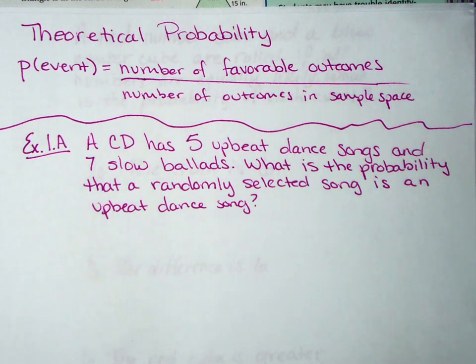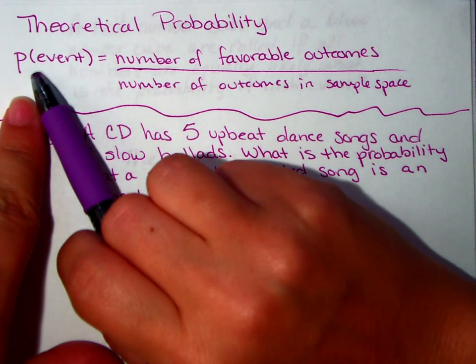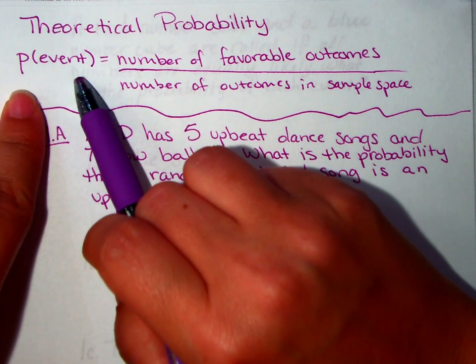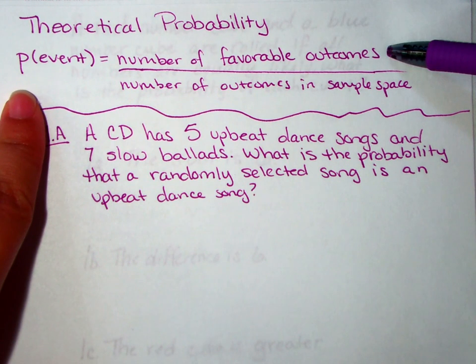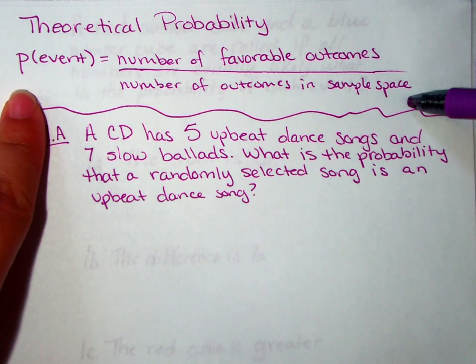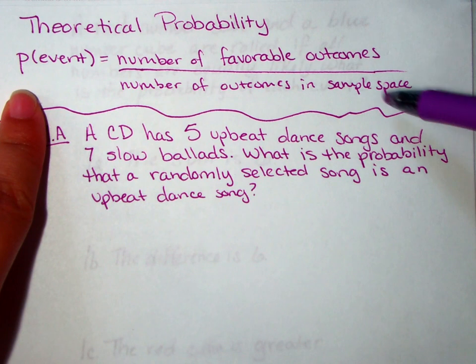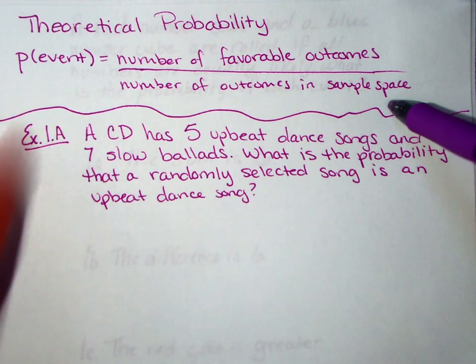Guys, today I would like to review theoretical probability. So let's just make sure that we understand our formula. This is how we write the probability. The probability of the event happening is equal to the number of favorable outcomes over the number of outcomes in the sample space. So on the top, the numerator, it's what we want to happen. And on the bottom, the denominator, it's all of the possible outcomes that could happen.